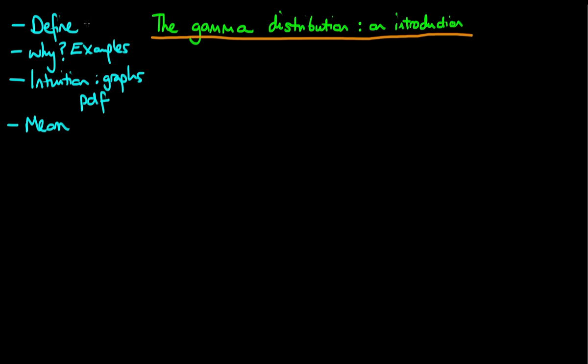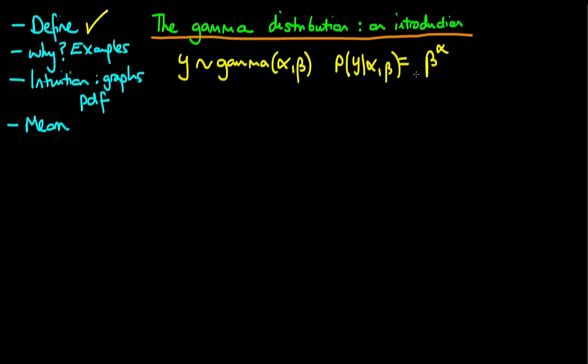So starting off with defining the gamma distribution, we say that y is distributed as a gamma random variable with parameters alpha and beta if it has a corresponding PDF, which is the probability of y given alpha and beta, equal to beta to the power alpha divided through by gamma of alpha. This is the gamma function, which is the continuous analog of the factorial function, times y to the power alpha minus 1 times e to the power minus beta times y.